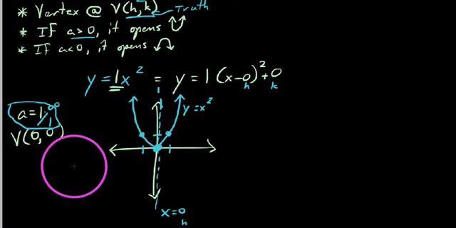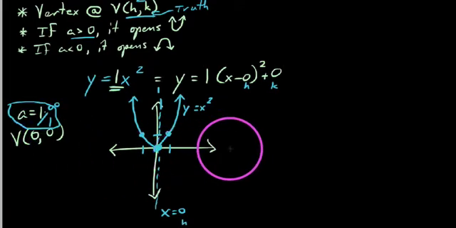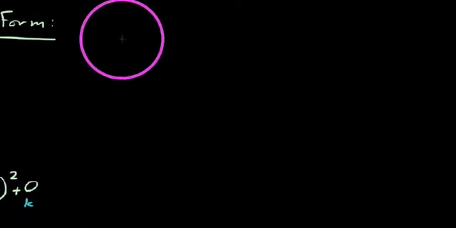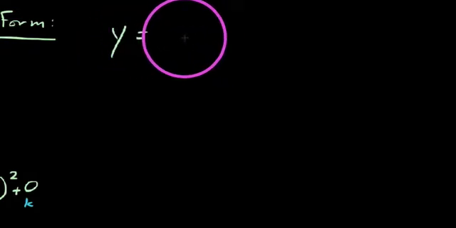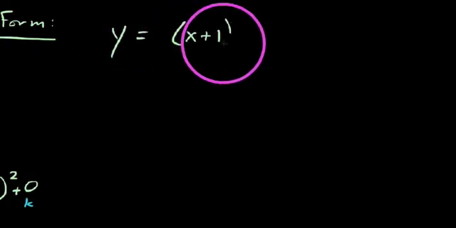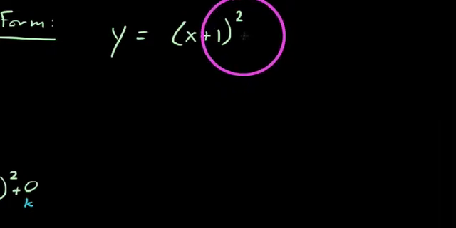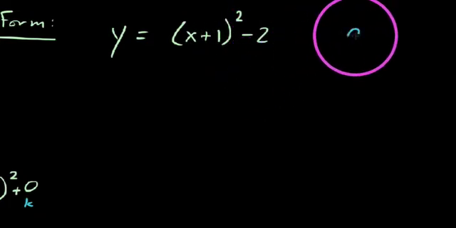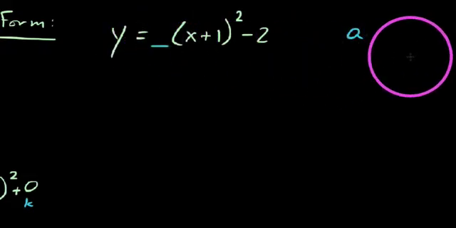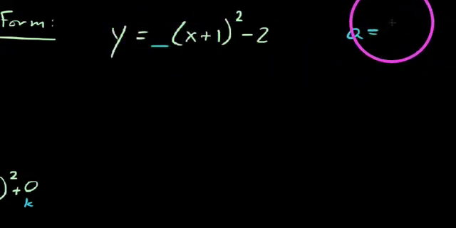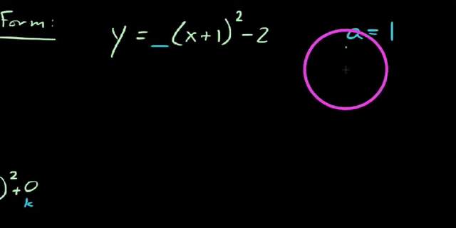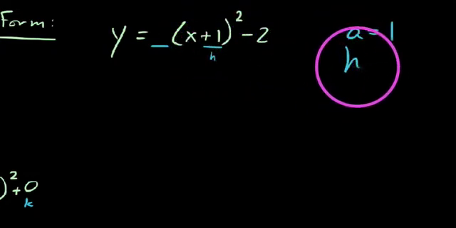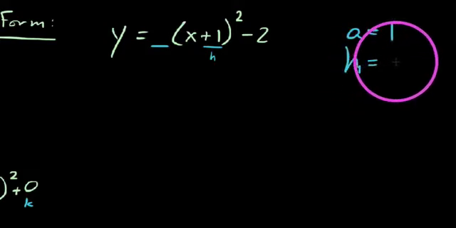But let's talk about how this might be a little bit different. What if we had started with an equation that was y equals (x plus 1) squared minus 2? Let's write down what we know about this. The a value, which is the area in front of the squared quantity, would be 1 in this case. Now for h, we have a plus 1 in here, so don't be inclined to say it's positive 1. h is actually negative 1.